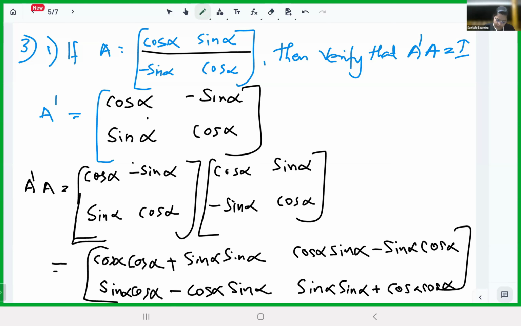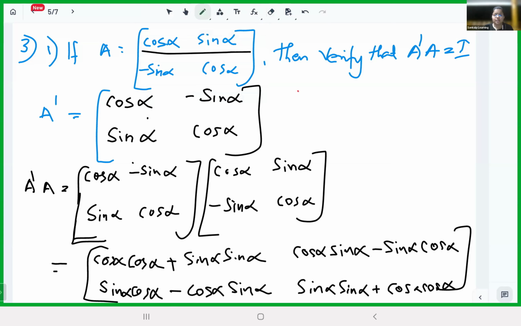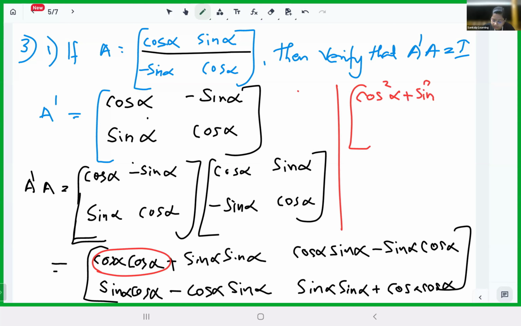Okay. Now, can you find out the values of these? Cos alpha into cos alpha, how can you write this? It can be written as cos alpha the whole square or cos square alpha, right? Both are same. So I'm going to replace this. So this matrix can be written as cos square alpha, plus sin alpha into sin alpha, which is nothing but sin square alpha.